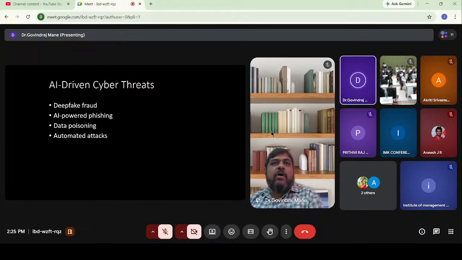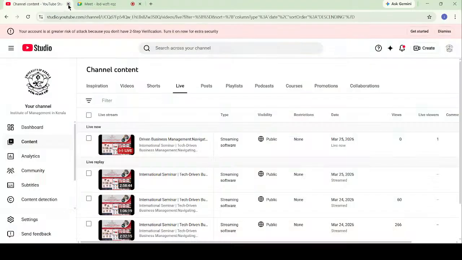One is deep fake frauds. Second important is AI powered phishing. Third one is data poisoning. And fourth one is automated attacks.